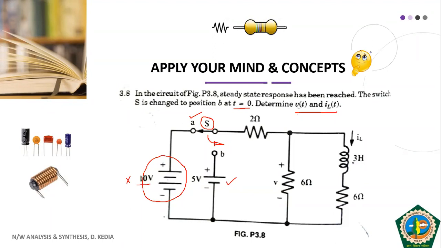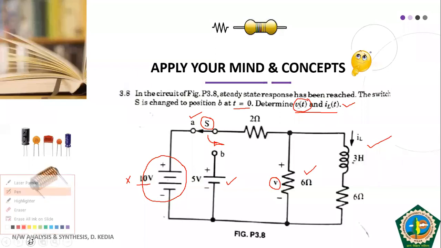Obviously there will be a change in the response of the circuit, and that's why we need to determine VT and ILT. Students, one more thing you should observe here: we have to find ILT, which is the current through the inductor, and this VT is not the voltage across the inductor. This VT is the voltage across the 6 ohm resistance. So it's not that VT is VLT. We have to find ILT, the inductor current, and this VT. This is one important point that you need to look into. So now let us move forward.